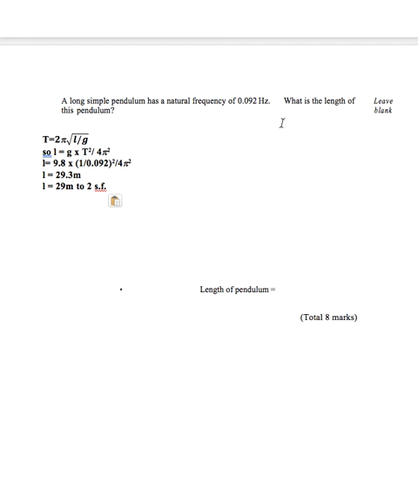And then we look and we say, how many sig figs do we have? Well, we've got 2 for the frequency. We've got 2 for g, so the answer should be 2. If we'd only had 1 for g, for example, or 1 for f, we'd have been down to 1 sig fig. If we'd had 3 for both, we could have done 3 sig figs. 29 meters to 2 sig figs.